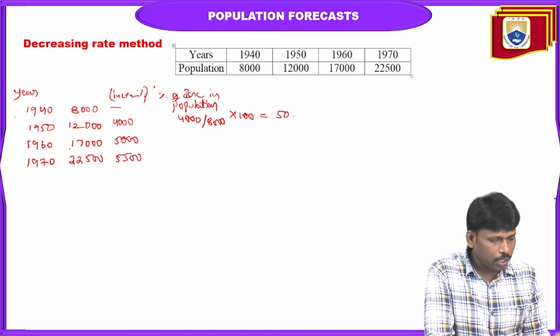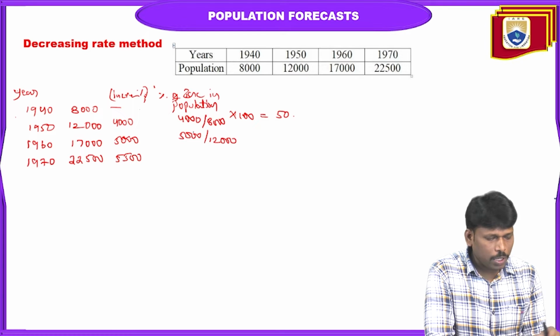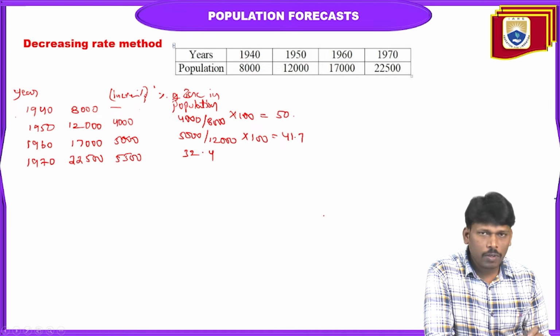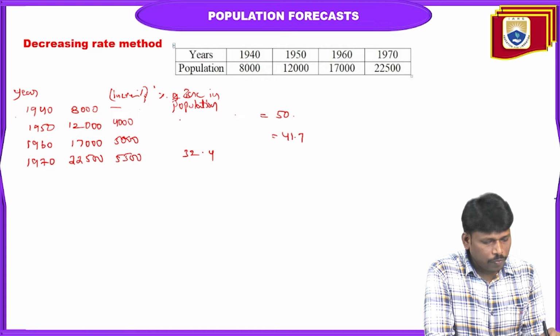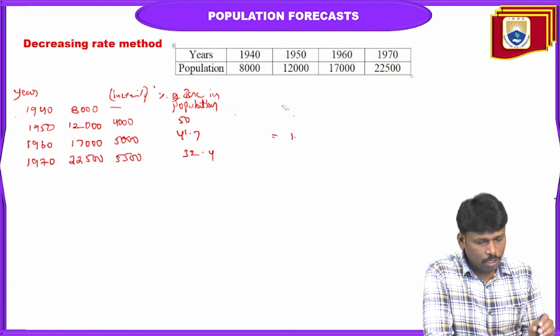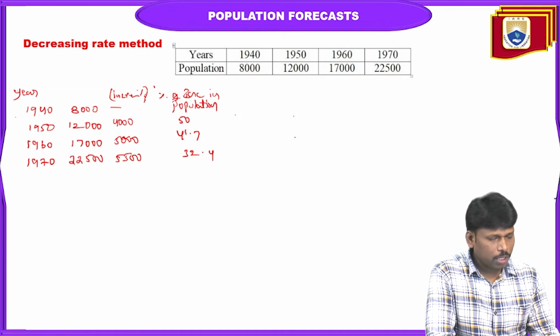Similarly for 1960, we have a previous value, which is 1950. In this case the difference is 5,000, and the previous population in 1950 is 12,000. Then here we'll get 41.7, and in this case the percentage of increment is 32.4. So in this way we need to get it, and here I write directly. So here it is 50% and 41.7% percentage of increment between these two successive decades.